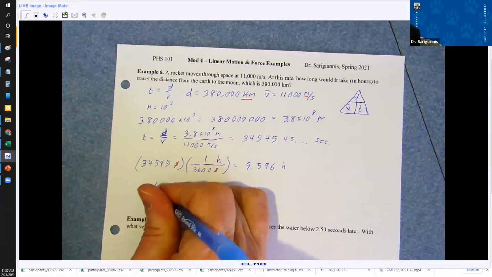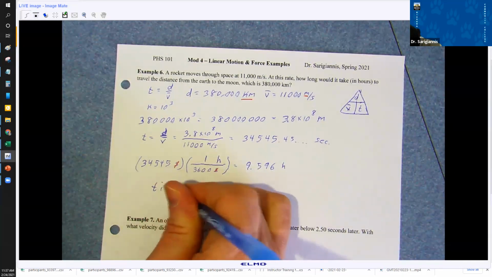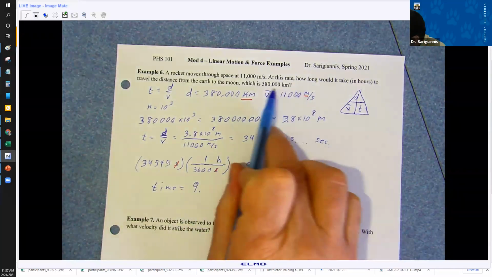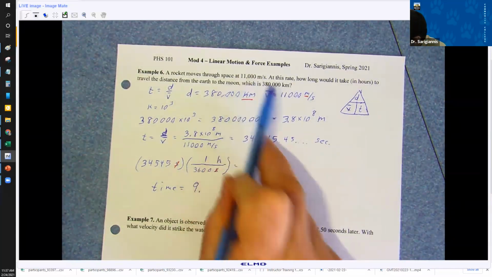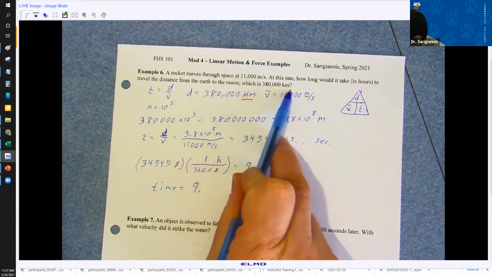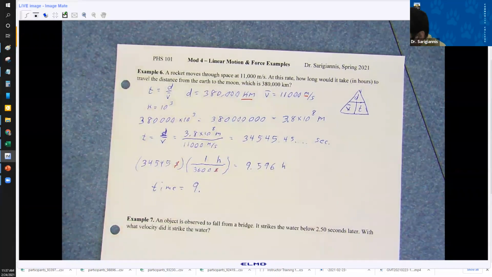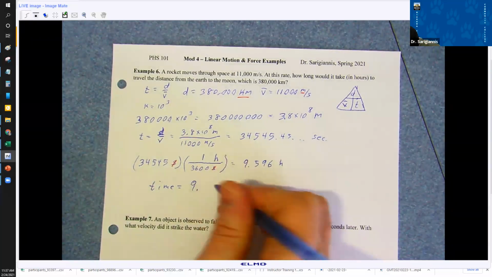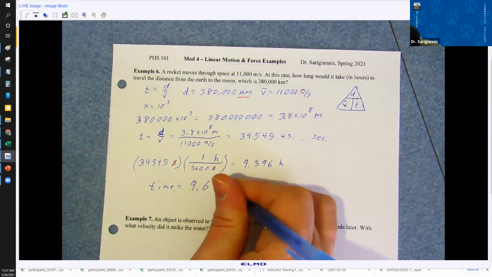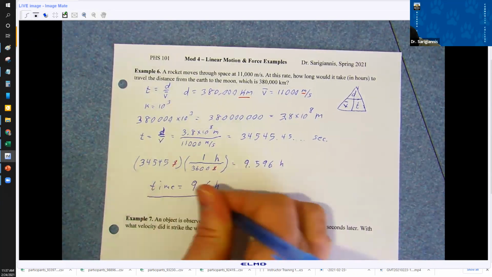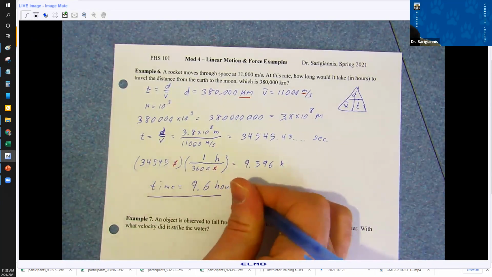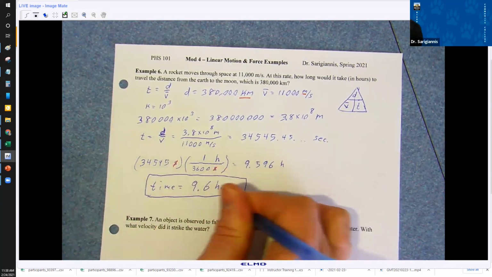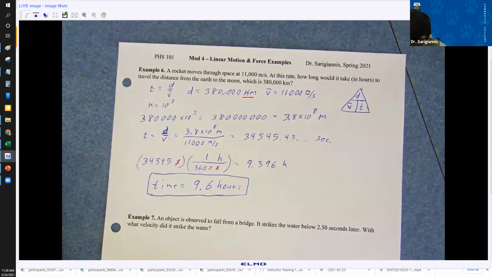So my time is 9 point something. Now here's where I look at it and say, okay, I've got 11,000 meters per second and 380,000 kilometers. I really only got 2 significant figures in both of these measurements. So I'm going to report this as 9.6 hours. I'll write out hours. For some reason, I don't like to see an H by itself.